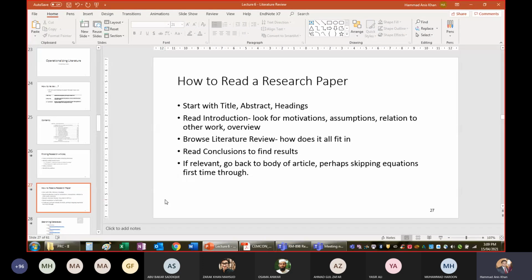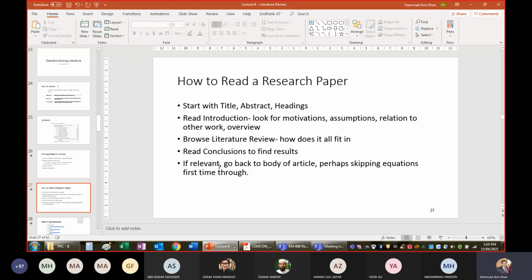Okay. So when you are reading a research paper, what should be your approach? I think I've discussed it in the previous lecture. Someone asked me this question as well. You start with the title, the abstract and the headings. The abstract is just one paragraph of summary. After that, read some of the introduction and look for the motivations, assumptions, relations of the work, and overview. You will get some literature review in the introduction as well, and then you can read the conclusions.